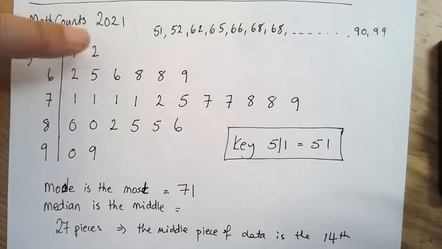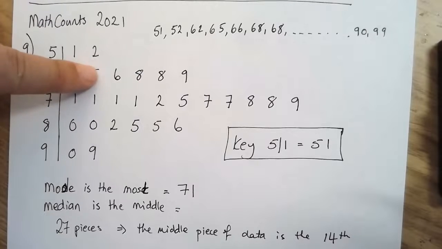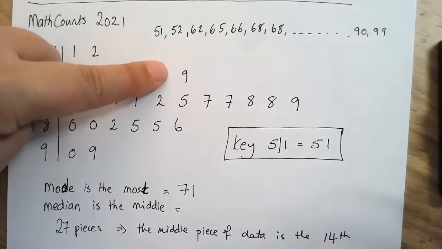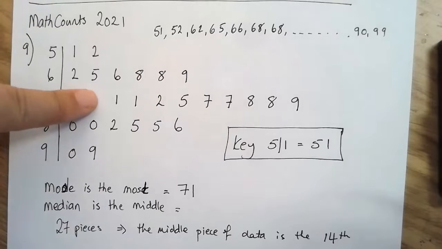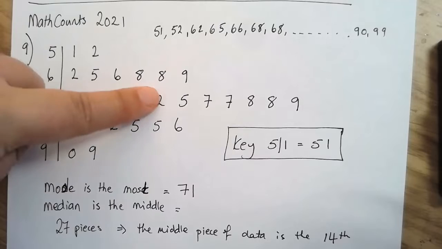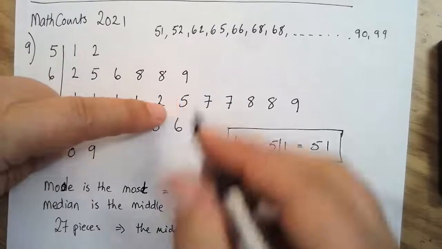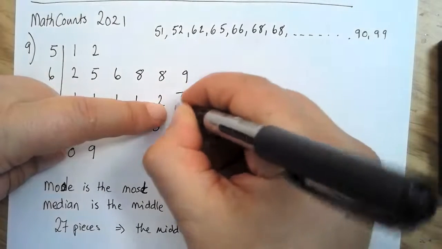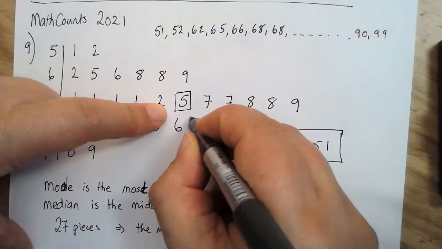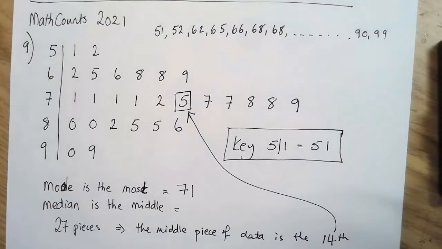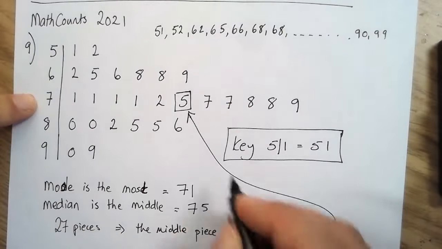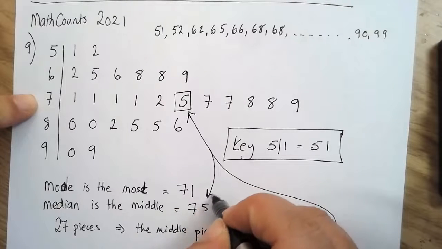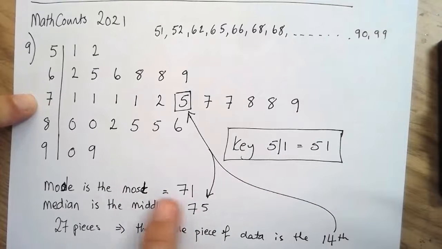This is the first, 1, 2, 3, 4, 5, 6, 7, 8. So I've got to the 8th piece of data. 9th, 10th, 11th, 12th, 13, 14. This is now our 14th piece of data. But this is not just a 5, it is a 75. Okay, so we now have our mode and we have our median.